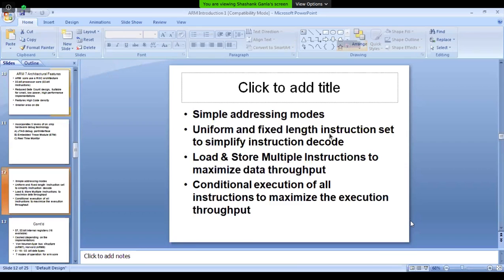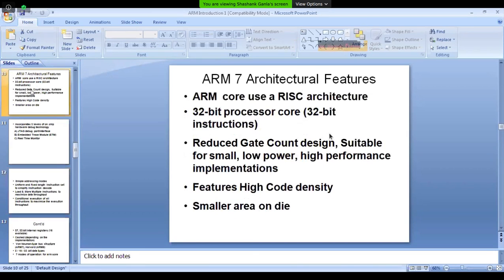Okay, once again, quickly, I will revise these points. ARM core supports a RISC architecture. It's a 32-bit processor core, which implies that it supports a 32-bit address bus, a 32-bit data bus, a 32-bit ALU, and 32-bit instructions. Since it supports a 32-bit address bus, the total amount of physical memory the core can address is 2 power 32, which is 4 GB of physical memory.